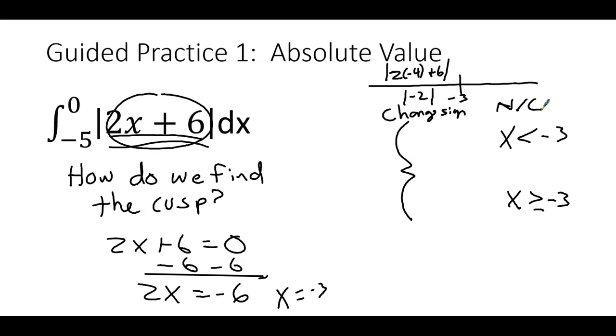So what that means is for anything that is to the left of -3, we're going to change the signs of our equation. Okay? So this is left of -3. So that means whenever I put my equation up here, the 2x plus 6, it's going to become -2x minus 6. Okay? But for the one that's to the right of -3, we don't change the signs.